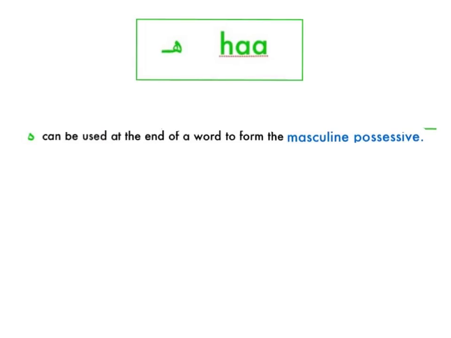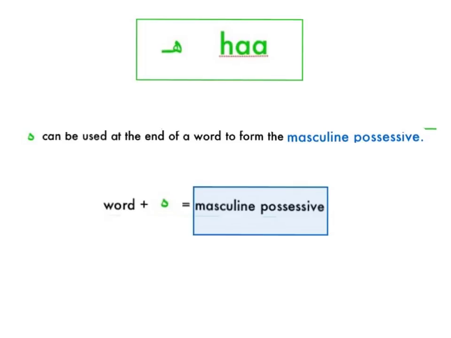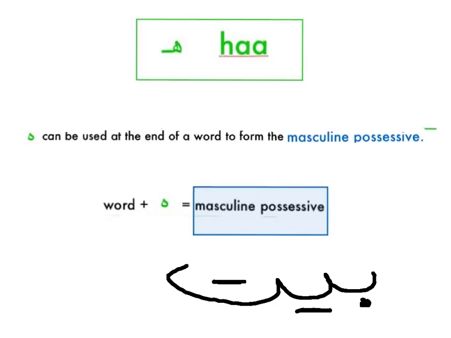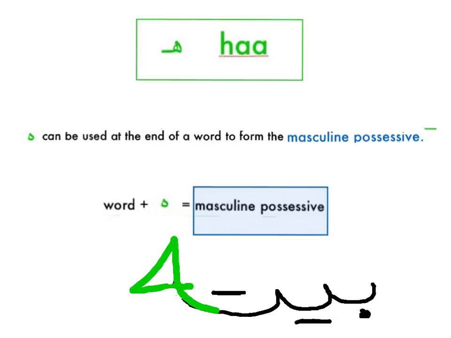The letter ha can be used at the end of a word to form the masculine possessive. The way we make the masculine possessive is to have a word and then we add ha to the end of the word. For instance, if we have the word bait, like this, which simply means a house. When we add ha to the end of the word beit, it changes to beituhu, which means his house.